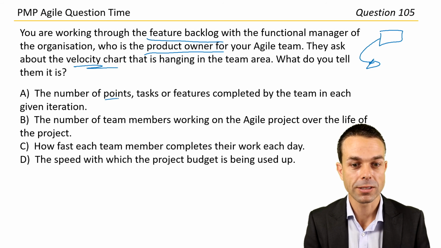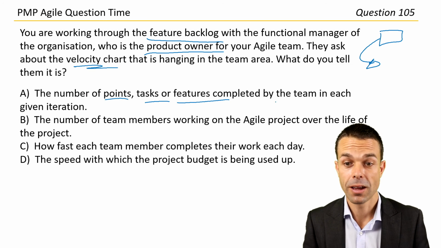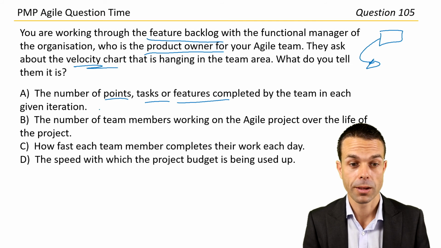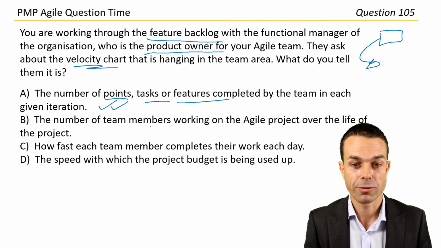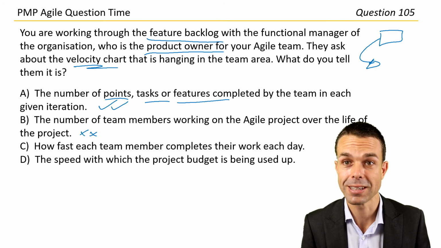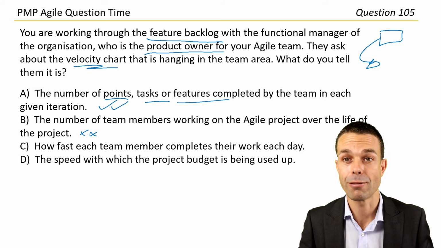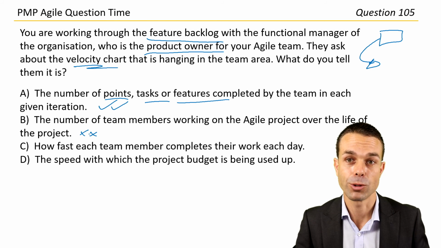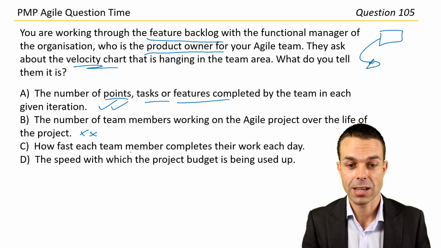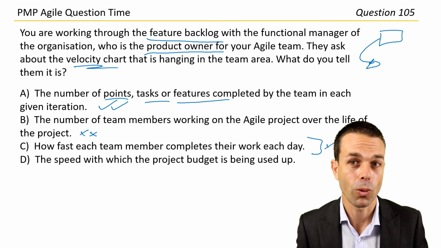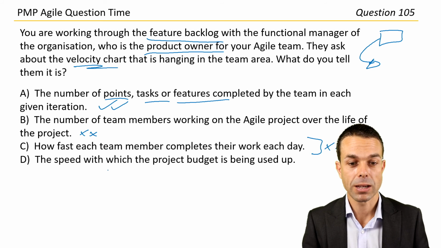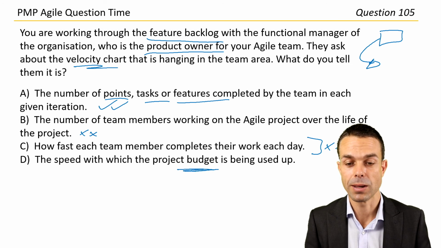It's the number of points, tasks, or features completed by the team in each iteration. Yes, I like that one already, so that's probably a good one. The number of team members working on the Agile project? No, not that one. That's not our velocity. It's how much work we can do on average that we've seen over the last few iterations. How fast each team member completes their work each day. This is more of a team thing. It's not just for one team member. The speed with which the project budget is being used up.